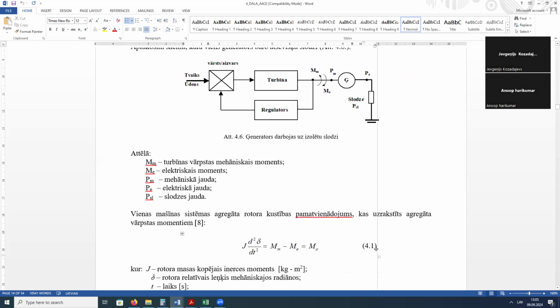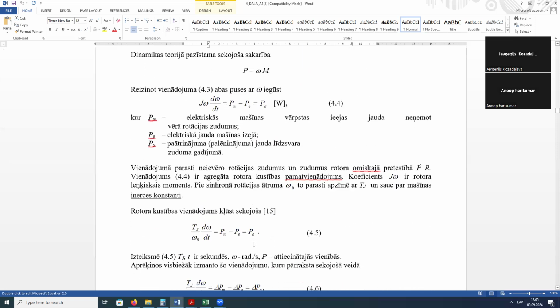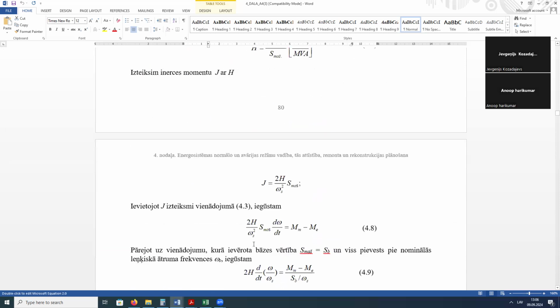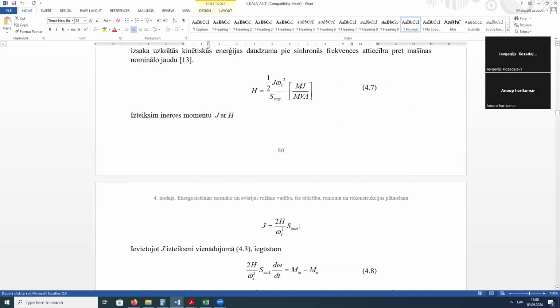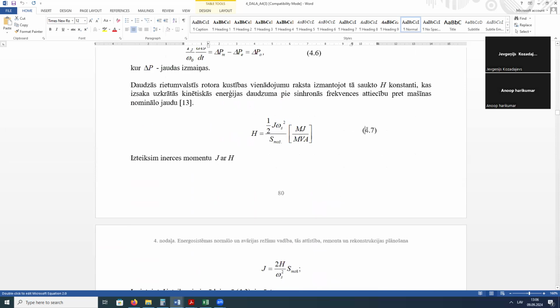And this is equation 4.1. This is the moments, and this is the rotating mass, J, the rotating mass of this metal piece. And the result of all this is here, equation 4.7, how the inertia looks like. The letter H shows the inertia in megajoules per megavolt-amp.